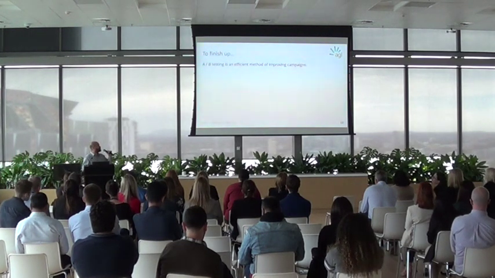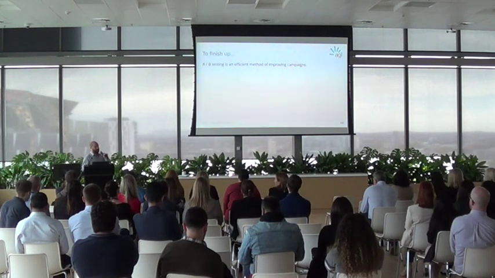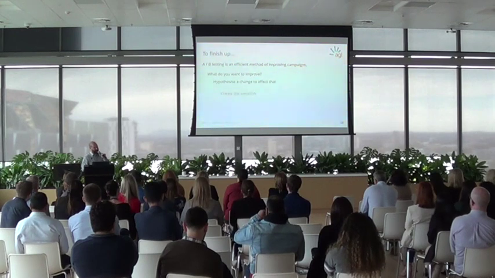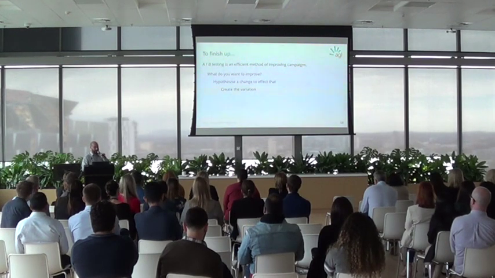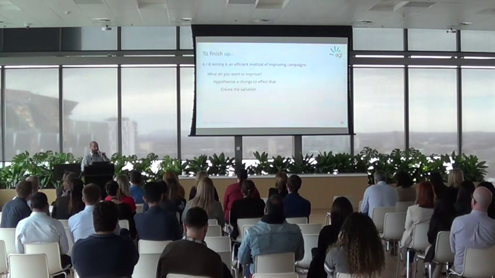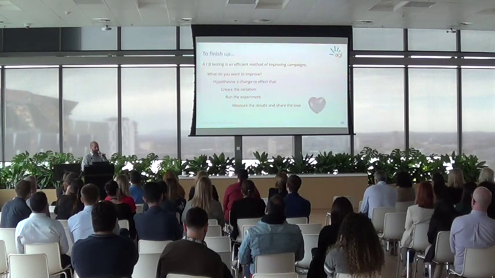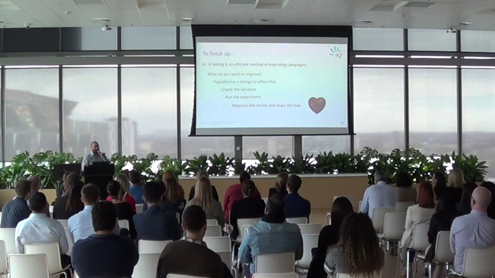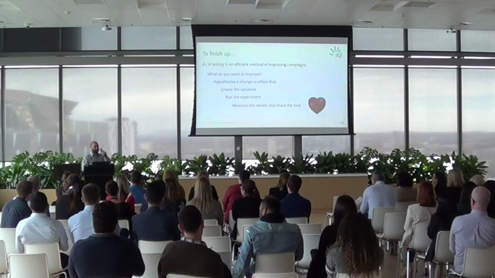And to summarise what we talked about, this is a really efficient way of testing and improving your campaigns. Just decide what you want to improve. Think of a change that's going to do that, hopefully. Create the variation, and of course, as your EDM team, we're always going to be happy to work with you on making these happen. And run that experiment, measure the results and share the love, so we can all benefit from each of the tests. There you go. A/B testing in a nutshell. Let's do it.